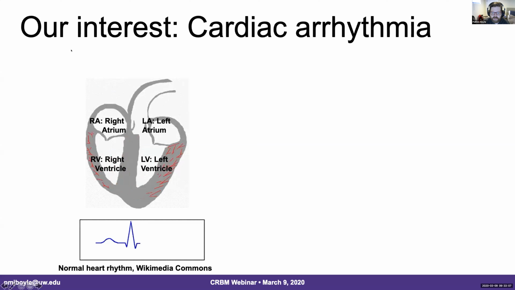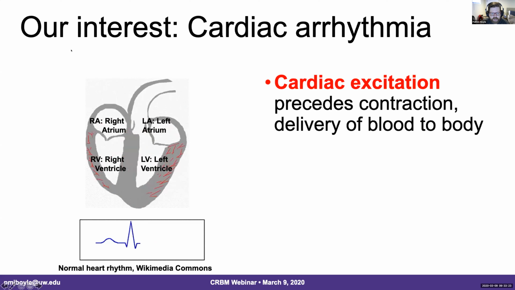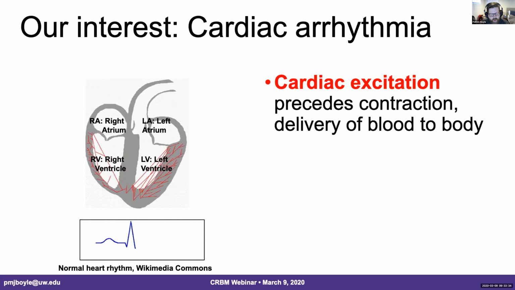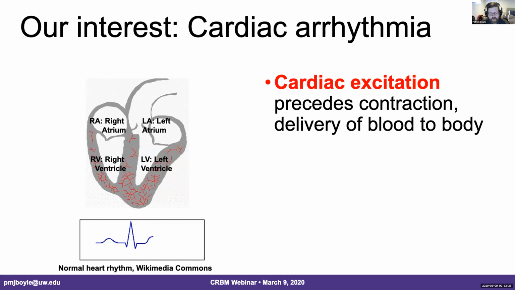So my lab is interested in studying cardiac arrhythmias. On the left side of the screen here, I'm showing my favorite animated GIF from Wikipedia, which is the normal contracting heart. What I want you to appreciate here is that excitation of the heart precedes contraction. Every single beat originates in the upper right atrium of the heart, which is where the sinoatrial node lives. That's the heart's natural intrinsic pacemaker.